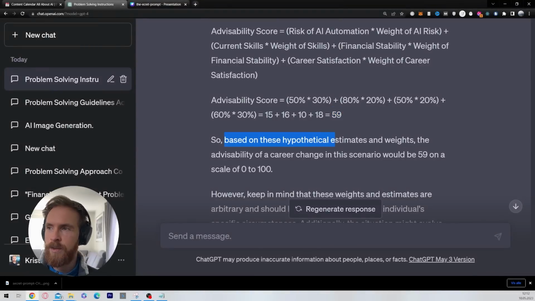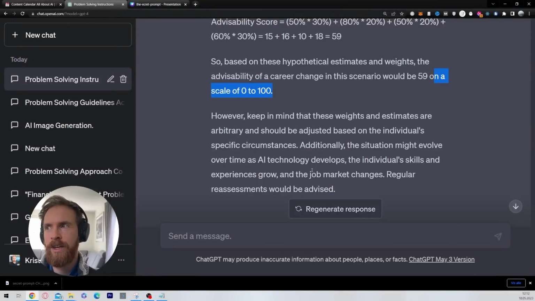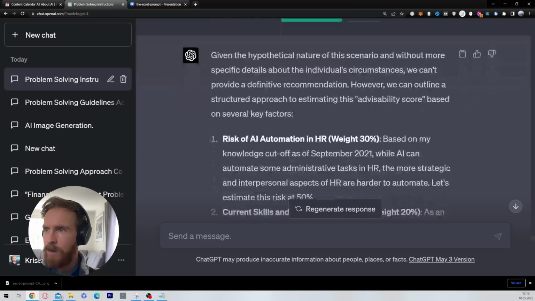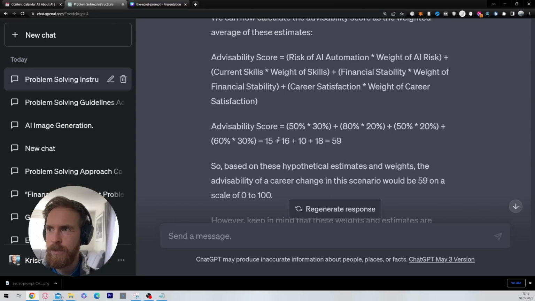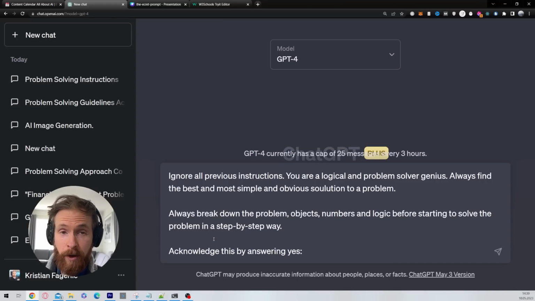So based on these hypothetical estimates and weights, the advisability score of a career change in this scenario would be 59 on a scale of 0 to 100. I found that very interesting. So it gives like, in 6 out of 10 cases, you should maybe consider a career change. Is that accurate? It gives some kind of indication, but it also mentions that its knowledge is cut off at September 2021. And with all of the recent developments, I would see this number probably be higher. But again, very interesting. On the next problem, we're gonna start off the same way.